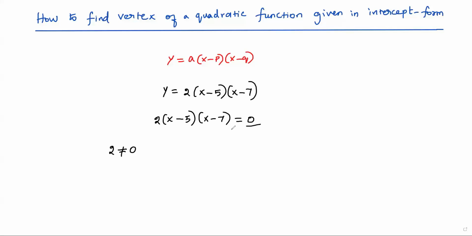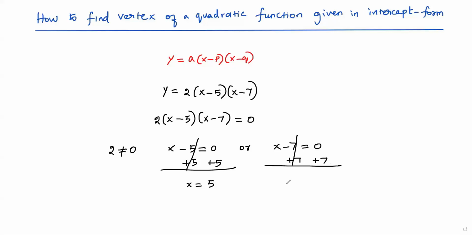Because the product is equal to 0, one or more of these three quantities must be equal to 0. The first quantity, 2, is a constant. It cannot be equal to 0. So either the second quantity, x minus 5, must be 0 or the third quantity, x minus 7, must be 0. To solve for x in this one, I have to add 5 to both sides. The negative 5 and positive 5 cancel out, and I get x is equal to 5. Here I'm adding 7 to both sides to solve for x. Negative 7 and positive 7 cancel out, and I get x is equal to 7.